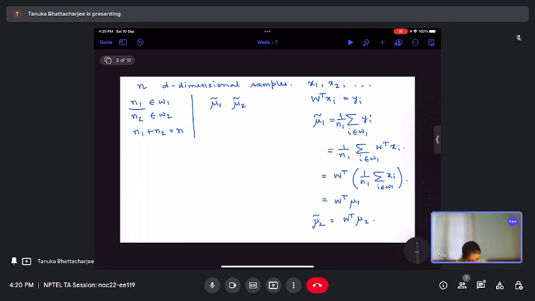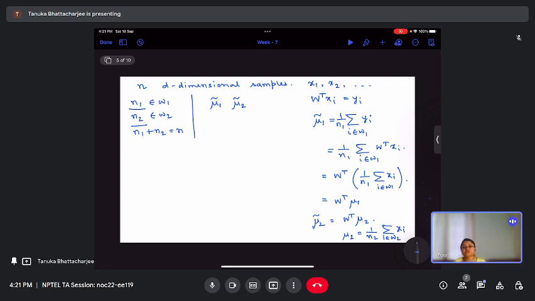That is, if you want to write the expression of mu 2, that is 1 by n2, since there are n2 data points in class omega 2, summation over i element of omega 2, xi. So this is basically mu 2, the mean of the xi points or d-dimensional samples which belong to class omega 2. And mu 2 tilde is the mean of the corresponding projected data, so it can be written as W transpose mu 2.